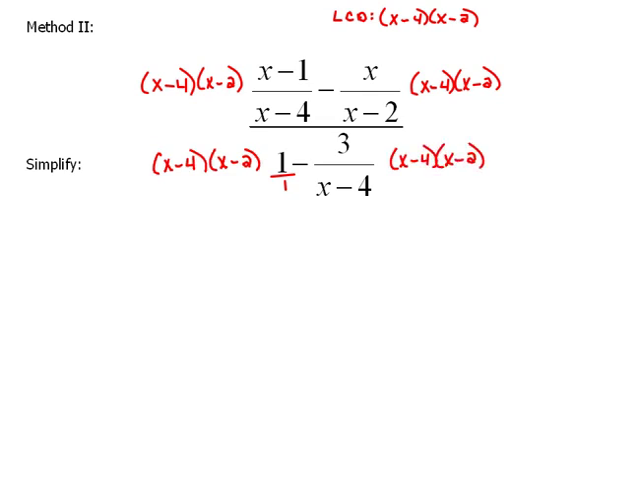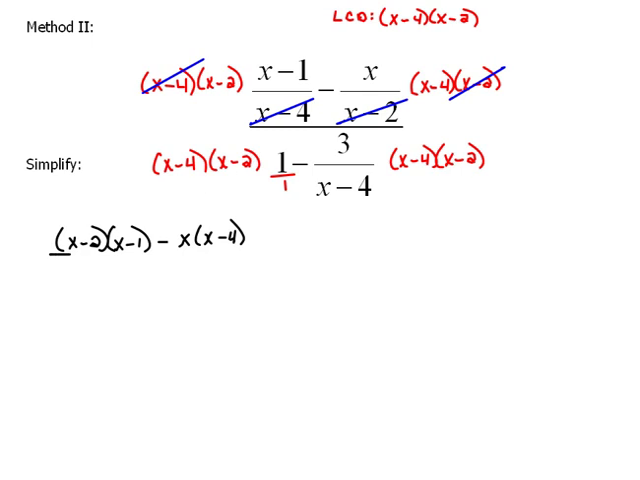Now by doing that, we're going to take this one term at a time. Looking at just this first term in the numerator, our x minus 4's will cancel because we have one on top and one on bottom. So now we're left with x minus 2 times x minus 1. Times x minus 1. Minus. Now let's look at the next term. We have an x minus 2 that will cancel top and bottom. So we're left with x times x minus 4.